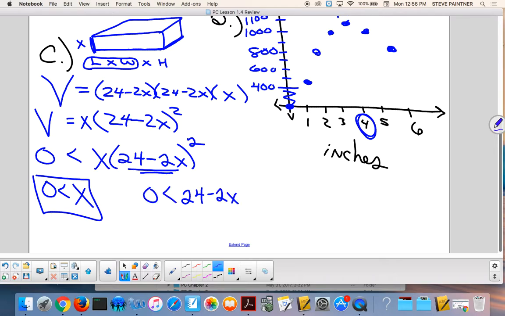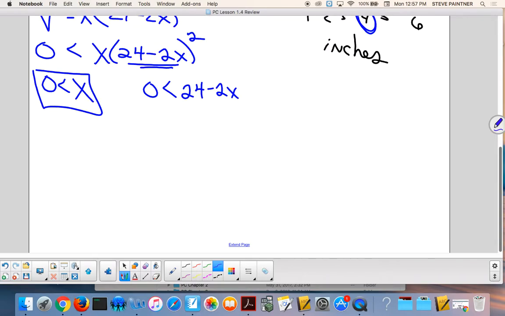Okay, set it greater than 0 and solve it. Move the 24 over, right? Divide by what? Negative 2. Now what? The sign switches and becomes what? All x's must be less than what? 12.